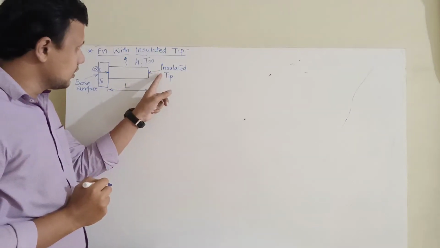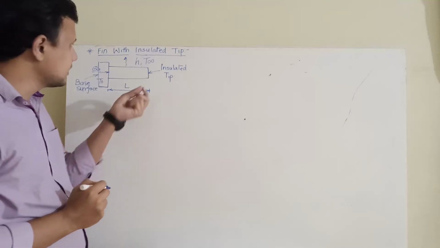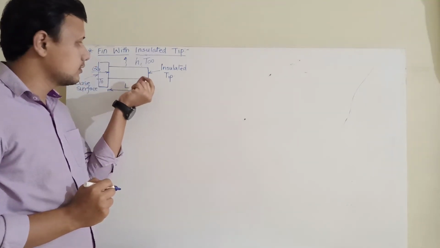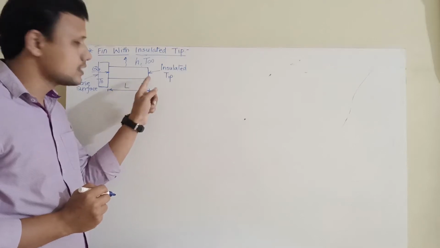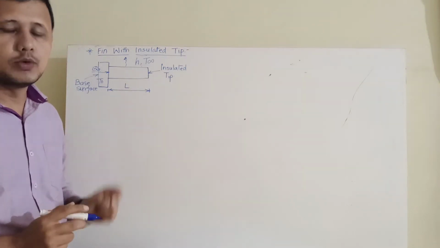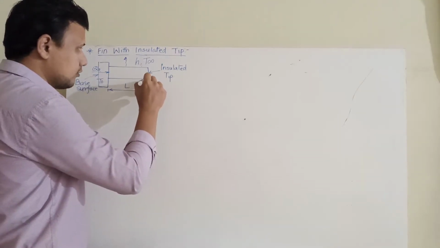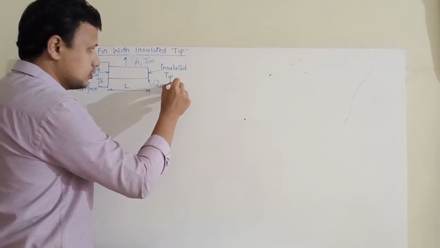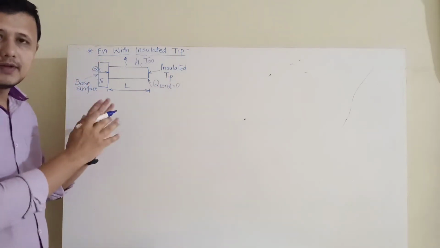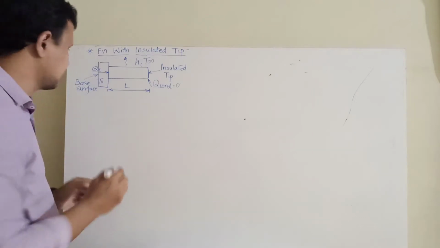Now, when this fin behaves like an insulated tip, it means that almost no heat will be conducted up to this end, and that's why there will be no heat transfer from this end. Then it will be known as an insulated tip fin. So, at this point, we can say that Q conduction is equal to 0. So now we have established our physics. Now we will translate it into mathematics.